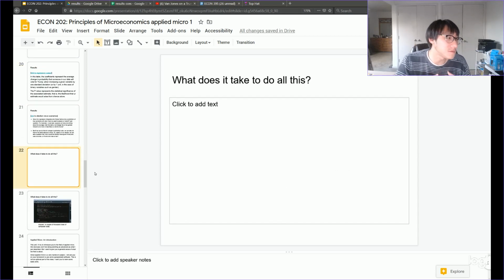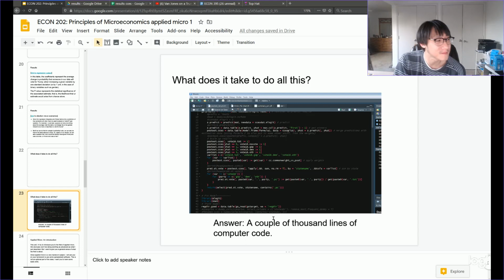And in terms of advancing our understanding of economics or really any social issue, having access to that kind of data and knowing how to analyze it is going to be very, very helpful. Okay. And so you might ask, well, what did it take to generate all of the results that I just showed you? And the answer is simple. It takes a couple of thousand lines of computer code.